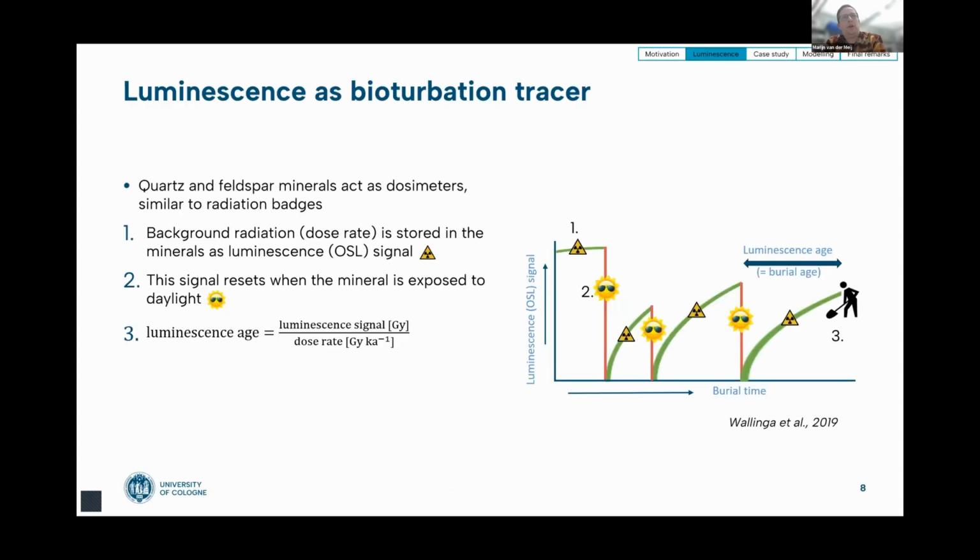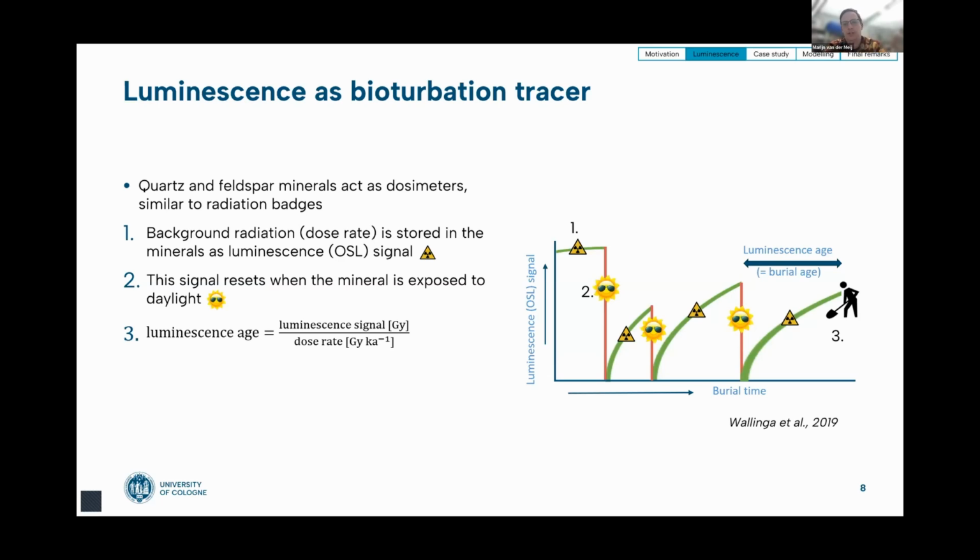So luminescence, often also mentioned as OSL, optically stimulated luminescence, is a property of mineral grains in soils that can be used to determine how long they have been buried below the surface. So these quartz or feldspar minerals, different types of soil minerals, act as dosimeters, similar to radiation badges in hospitals, where they capture radiation coming from the surroundings into their crystal structure.